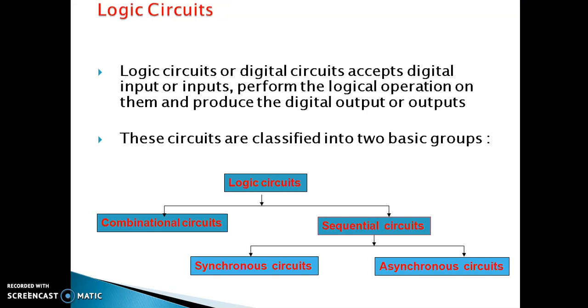The combinational circuits include multiplexer, demultiplexer, encoder, decoder, half adder, full adder, etc. Whereas sequential circuits use latch, flip-flop, counter, shift register, etc. Here we will learn about the basics of sequential logic circuits and their main elements like clock, triggering, etc.